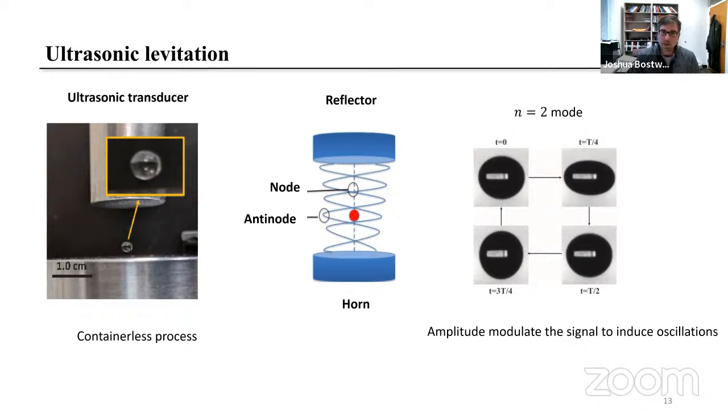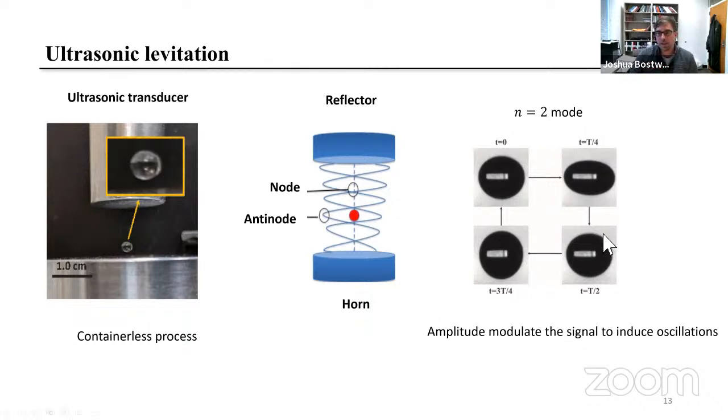And when you form a standing wave, you can levitate a material, in this case, a drop, at the node of the standing wave. So what you're shown here on the left is just a typical drop that's being levitated in this ultrasonic field. Now, if we amplitude modulate that signal that we apply to the transducer, we can basically excite surface modes at the prescribed frequency as shown here on the right.